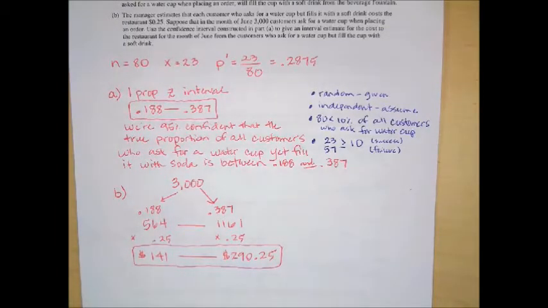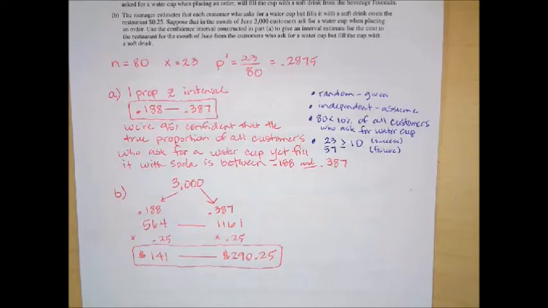Now, just like a hypothesis test, nowhere in this problem did it say assume the conditions and the assumptions have been met. So we need to do the conditions and the assumptions in order to do this analysis. And here they are right here. Random was given, independent was assumed. 80 is less than 10% of all customers who ask for water cups. And then there is the success and failure.